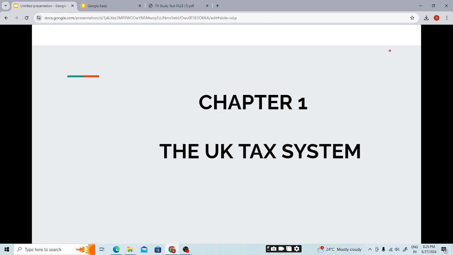So this is the first lecture, and in this first lecture we'll be starting the first chapter, that is the UK taxation system. In this chapter we will be mostly studying the taxation system of UK. How does it work? What are the rules? Which authority manages the taxation in UK? And what is the purpose of the taxation in any country? So we'll be starting with this. So let's start with this chapter, the UK taxation system.